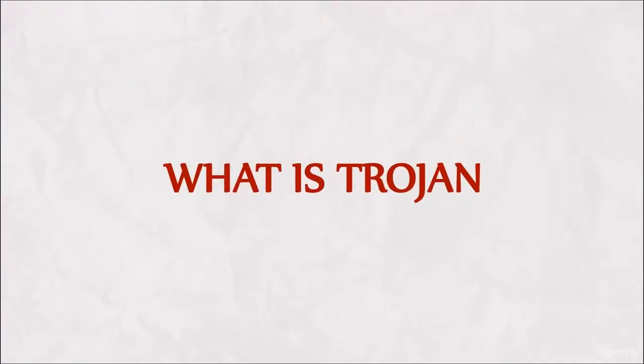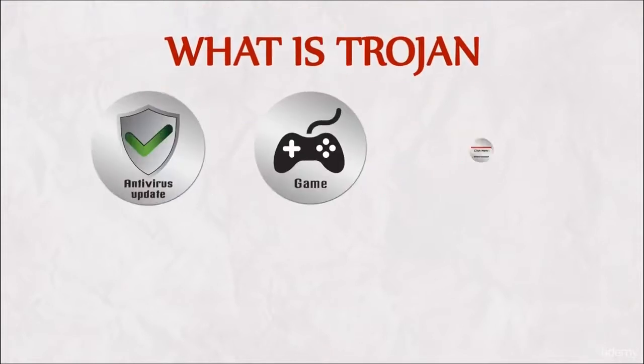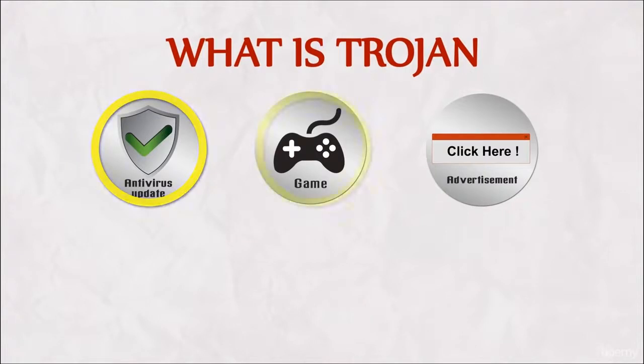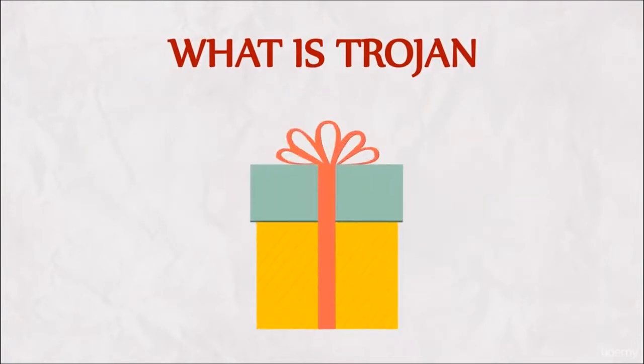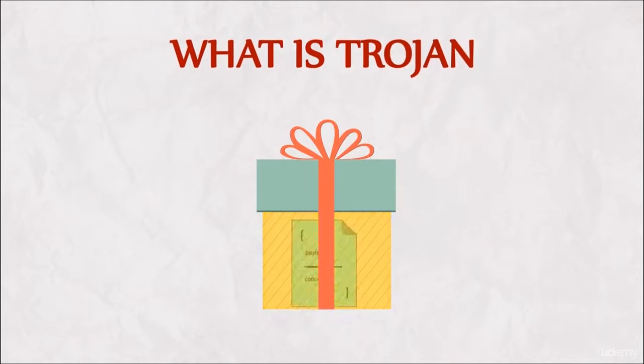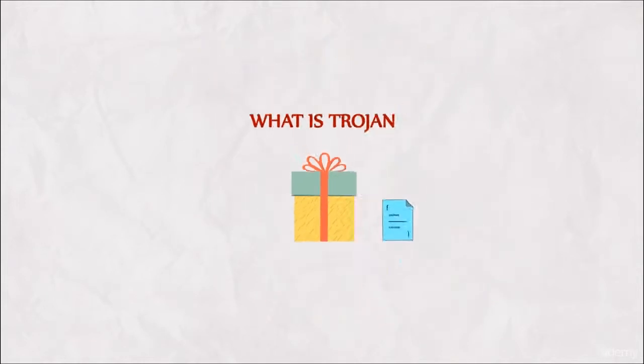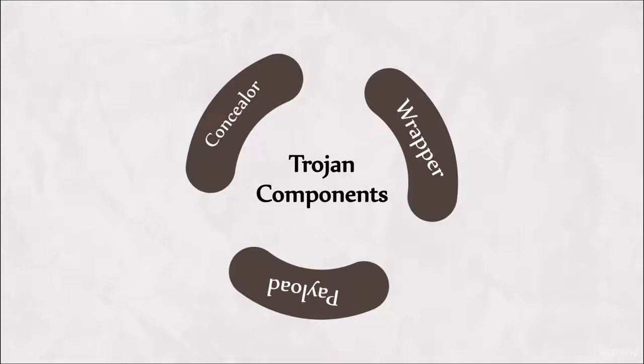Trojan. The third type of malware is the Trojan. A Trojan disguises itself as a benign application, say for instance an antivirus update or a game or an advertisement, by wrapping itself up to the application. Trojan is a destructive piece of code with payload, concealer, and wrapper as its components.